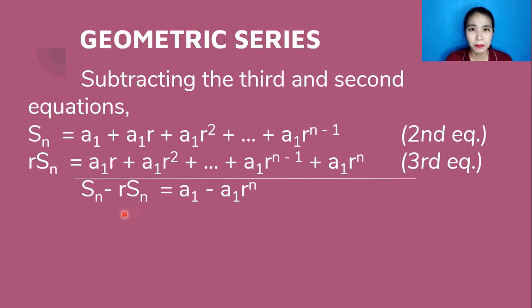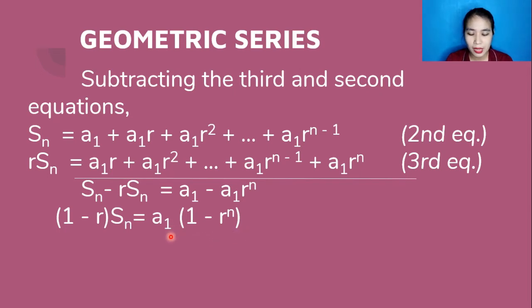And then we simplify both sides of the equation. In this case, on the left side, we can notice that we have a common factor, which is S of n. And on the other side, our common factor will be a sub 1. So let us now simplify. Our left side of the equation can be simplified as 1 minus r times S of n. As we're going to check, S of n times 1 is S of n, S of n times negative r is equal to negative r times S of n. And on the other side, we can simplify this as a sub 1 times 1 minus r raised to n.